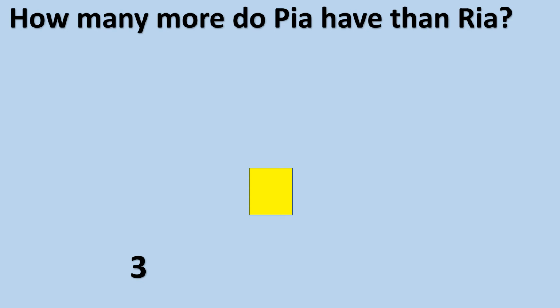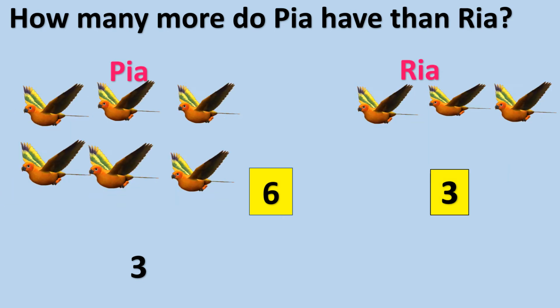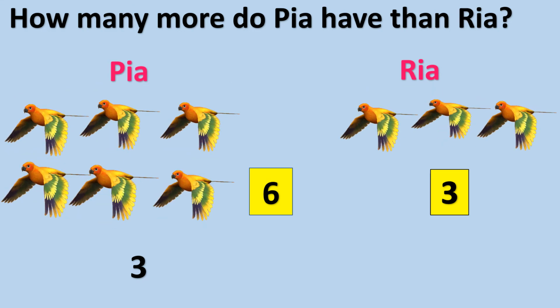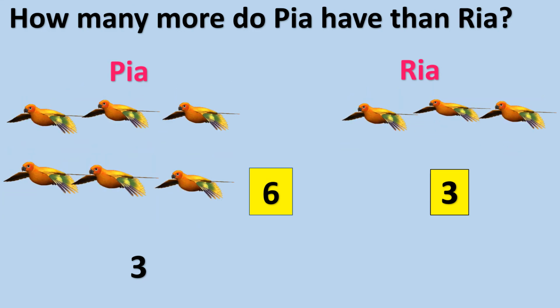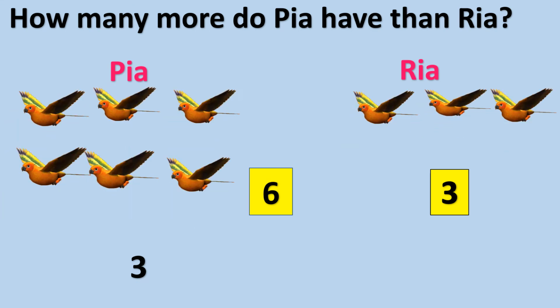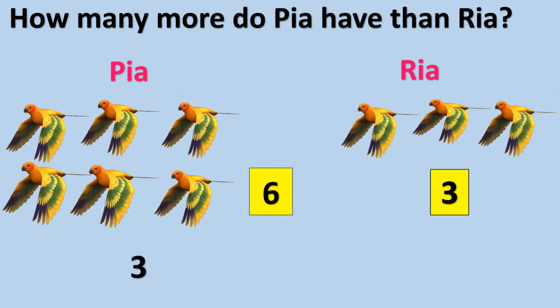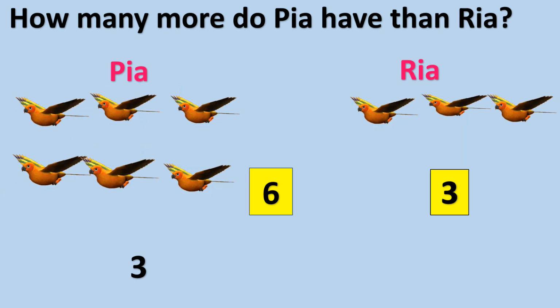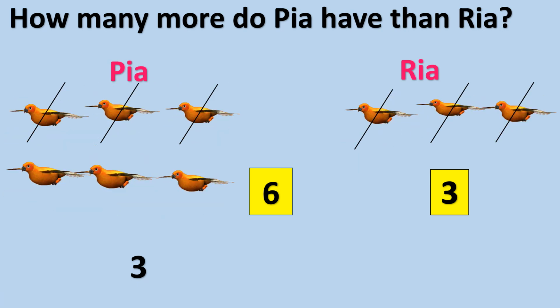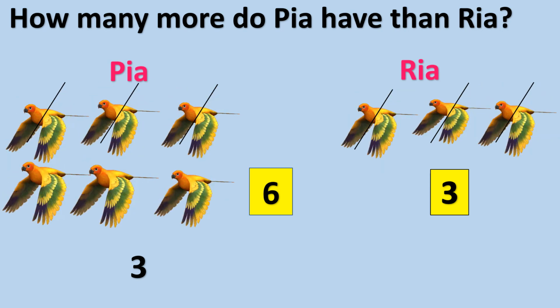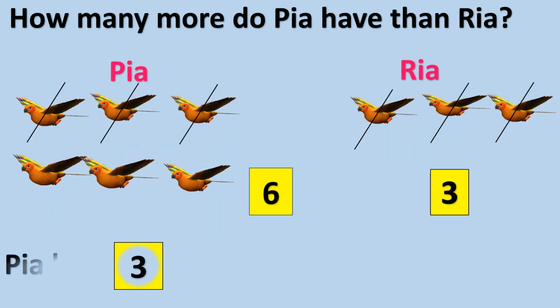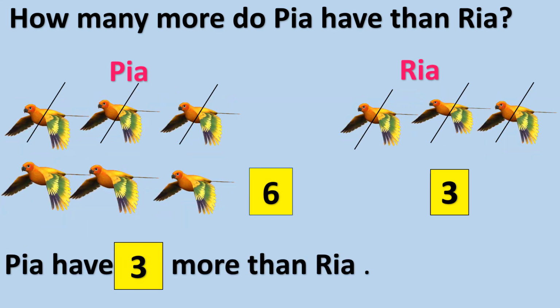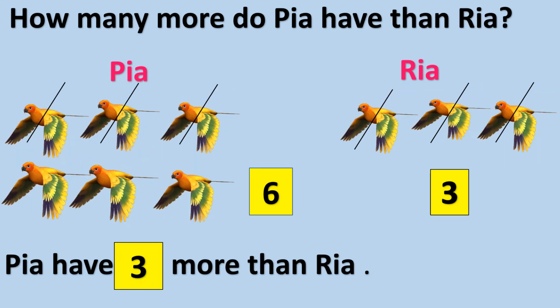Children, now let's do one last example. How many more does Pia have than Ria? Pia has 6 birds and Ria has 3 birds. What is the common number of birds between them? 3. So let's strike off 3. So Pia is now left with 3 birds more. So Pia has 3 more than Ria. Let's do the opposite of more as less.